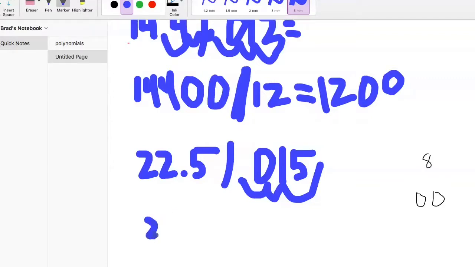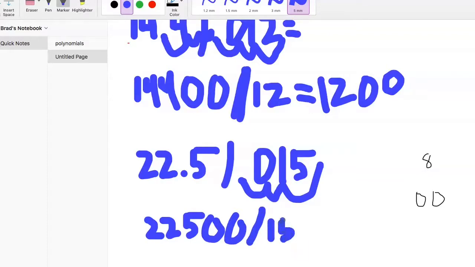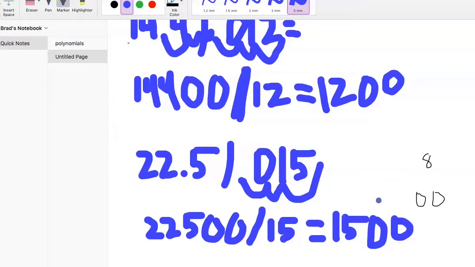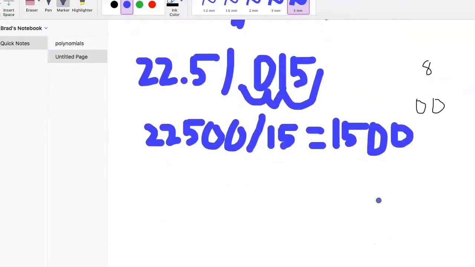So now we're going to have 22,500 divided by 15. And once we divide those up, we'll get 1,500. A lot easier, right? You can do it the hard way if you want, and try to figure out where all those decimal places are supposed to go in division. But this will be faster, which is a big deal in standardized tests, because they're timed.